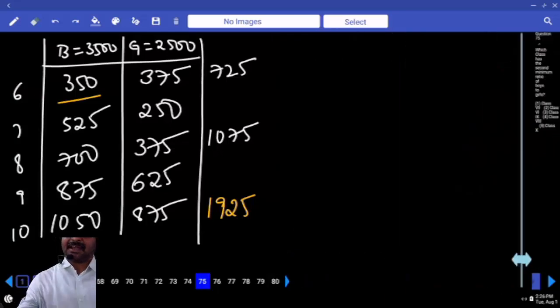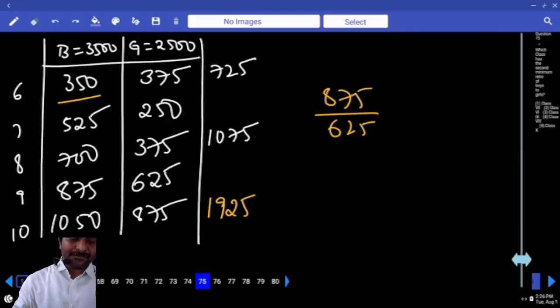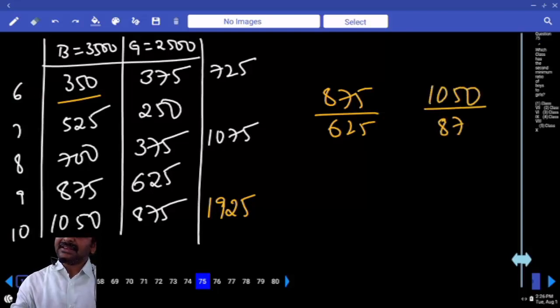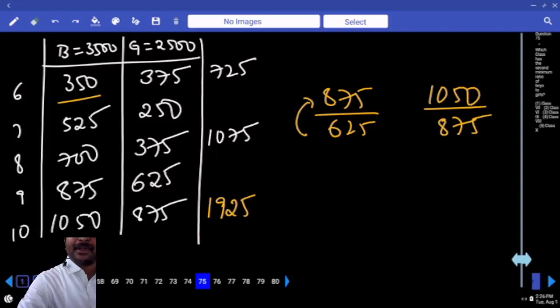So let me write that. 875 by 625, 1050 by 875. Numerator is approximately 1/3 more. 250 kada? Very tough to calculate. Let's calculate.